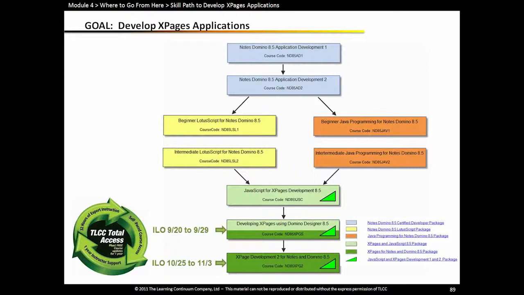Next, we suggest you have a good knowledge of the Domino object model. And you can get this through LotusScript. Many of you probably already program in LotusScript, and you know the Domino object model. Or you can get it through Java. And if you don't know the Domino object model yet, and your goal is to work with XPages, you may want to learn the Domino object model using Java. We do have courses that will teach you Java programming as well as the Domino object model as you learn Java. Same thing with LotusScript.